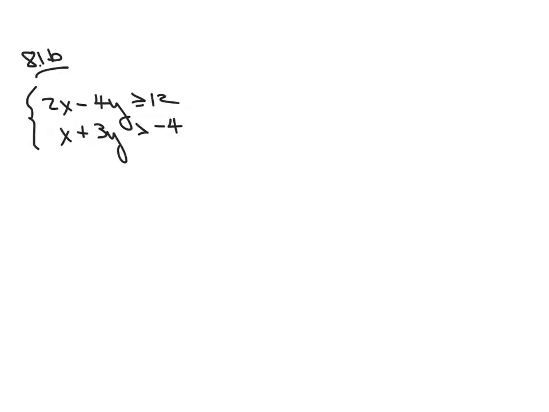Okay, so first of all, in order to do this, I set each inequality for y. I solve the inequality for y. So I'm going to do this one up here first. I'm going to say that negative 4y is greater than or equal to negative 2x plus 12. So I move the 2x over. Divide by negative 4, divide by negative 4. Now remember, I'm dividing by a negative, which means my sign switches.